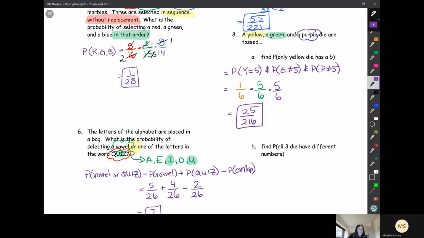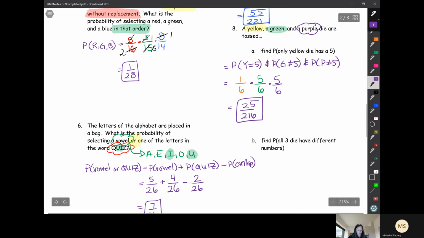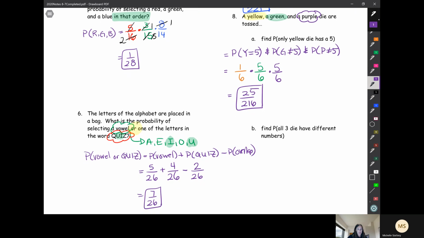The last one for today, 8B, find the probability that all 3 dice have different numbers. So pause the video maybe and see if you can think about what this probability means and how you would calculate it, and see if you get this one right. It's very similar to letter A. So pause the video and then I will give the solution. All right, let's see how you did.